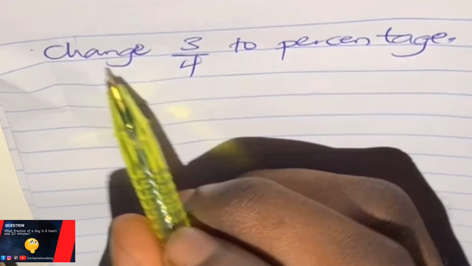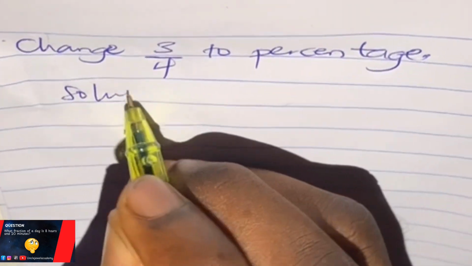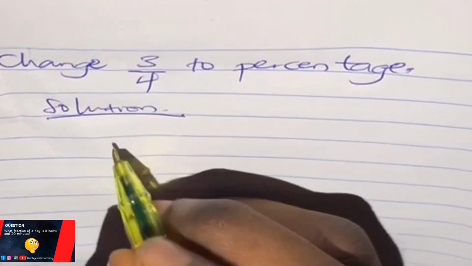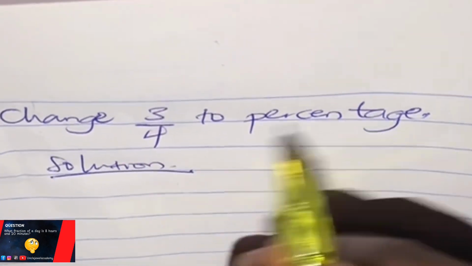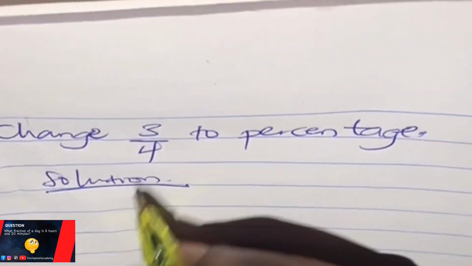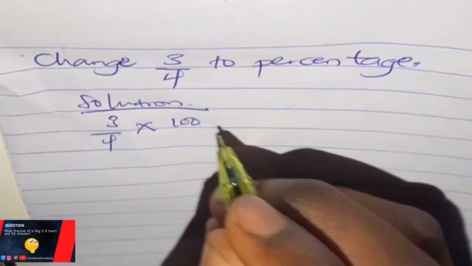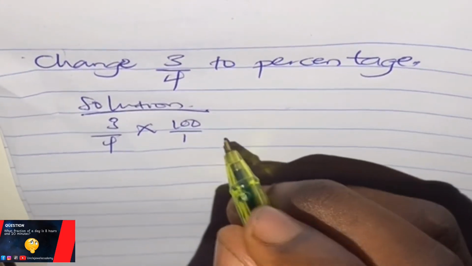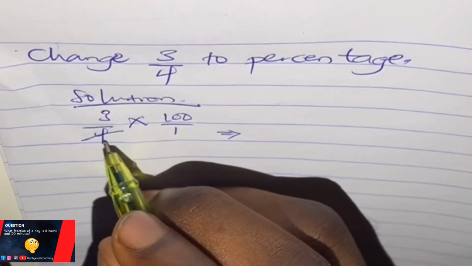All right, so we're just about to change 3 over 4 to percentage. Yes, this is very, very simple. Solution. So we have what? Changing 3 over 4 or any fraction to percentage, you just have to multiply by 100 over 1. So here we have 3 over 4 times 100% or 100 over 1, which will now give us 4 in 4.